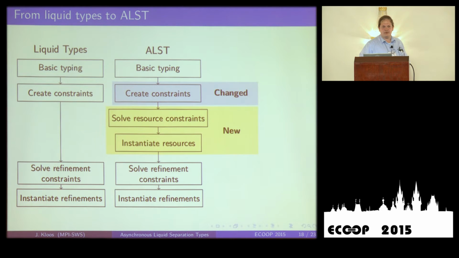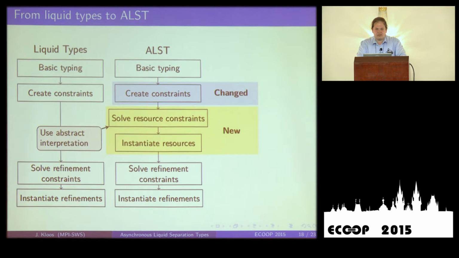Additionally, we introduced two new steps into the procedure where we solve one type of constraints, namely the resource constraints, and instantiate the resources, meaning the pre and post conditions. And at this point, we basically have the same setting as in liquid types, where we have types that still contain type variables from refinement constraints and a set of refinement constraints. And just to mention how this works, for the solving of the resource constraints, we use an abstract interpretation-based approach.